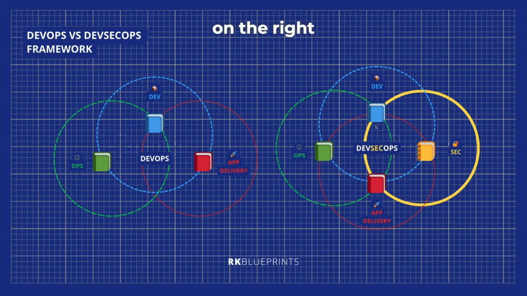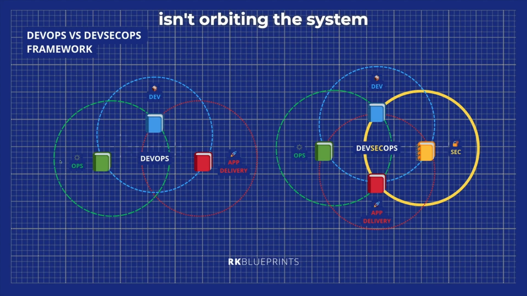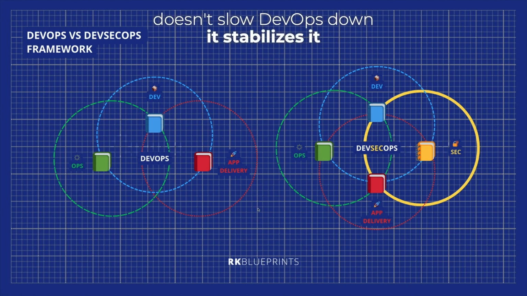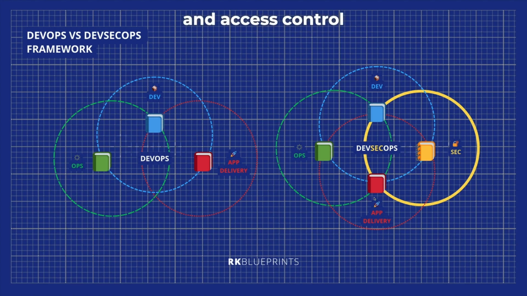Now, on the right, DevSecOps. Same foundation, same dev, apps, and app delivery loop. But now security isn't orbiting the system, it's embedded inside it. DevSecOps doesn't slow DevOps down, it stabilizes it. Security becomes a design constraint, not a gatekeeper. It's present in code, pipelines, infrastructure, and access control.